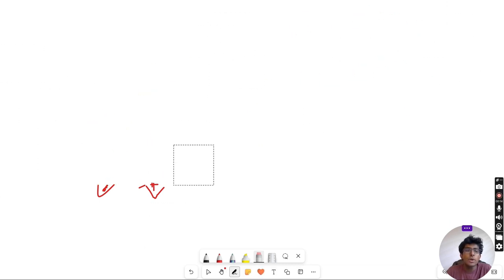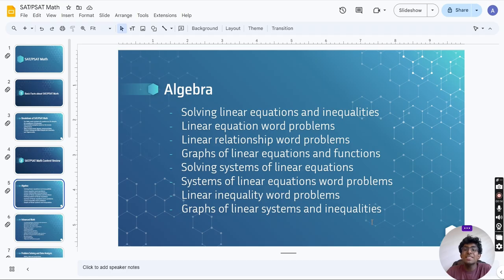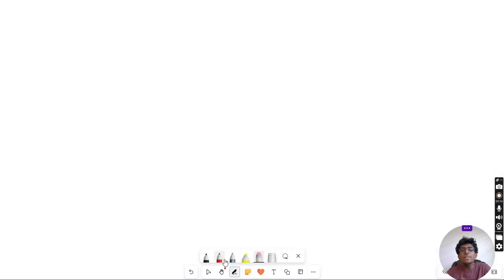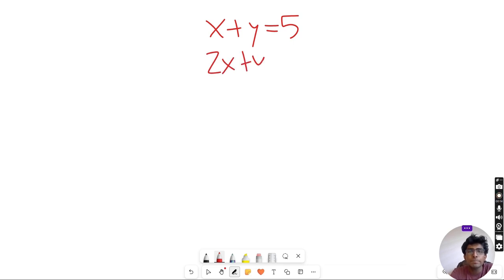All right, let us go ahead and move on to the next topic, systems of linear equations. When we talk about systems of linear equations, we're talking about two equations with 2 variables in them. We can have something like x plus y equals 5 and 2x plus y equals 10. So we have 2 equations that have 2 variables in them, and let's say we want to solve for the solution. There are 3 main ways we can solve them: substitution, elimination, or graphing. I'm going to do elimination for this problem because it's the simplest.